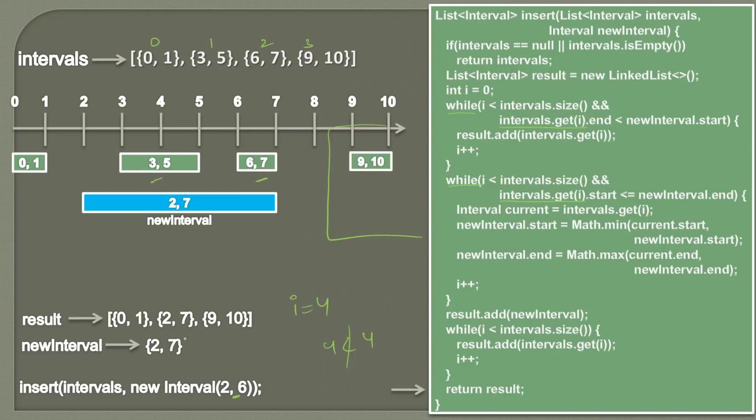And at the end we simply return the result, which is 0, 1, 2, 7 and 9, 10. 0, 1 doesn't overlap with this new interval and 9, 10 also doesn't overlap with this new interval. 3, 5 and 6, 7 were merged with 2, 6 and became 2, 7. So this was the answer. So friends, this was all about the algorithm.